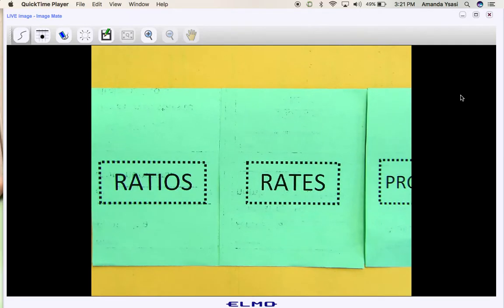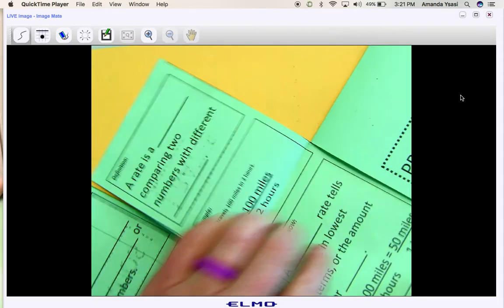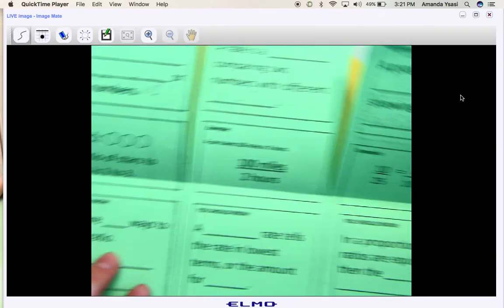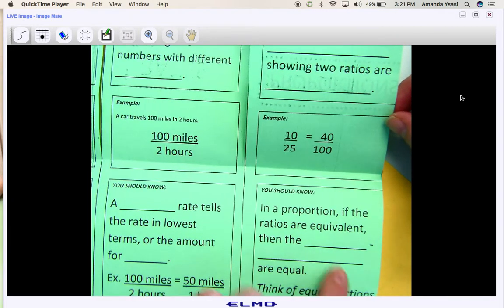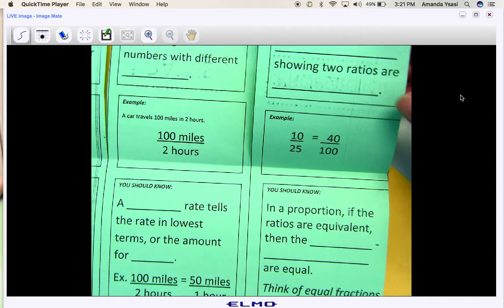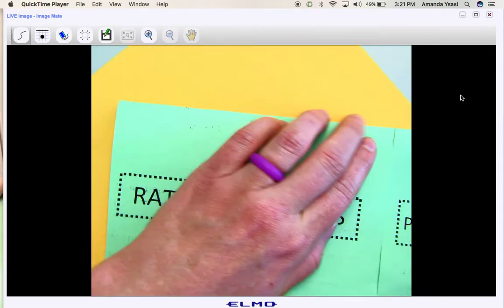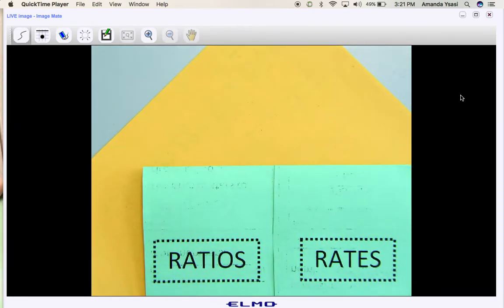Class, we are going to talk about ratios, rates, and proportions. You should have this paper. I cut off the edges so they could fit into my journal. Make sure you don't cut off any numbers or important words. And then I folded it, and we are going to flap to look at each one. So we have ratios, rates, and proportions.